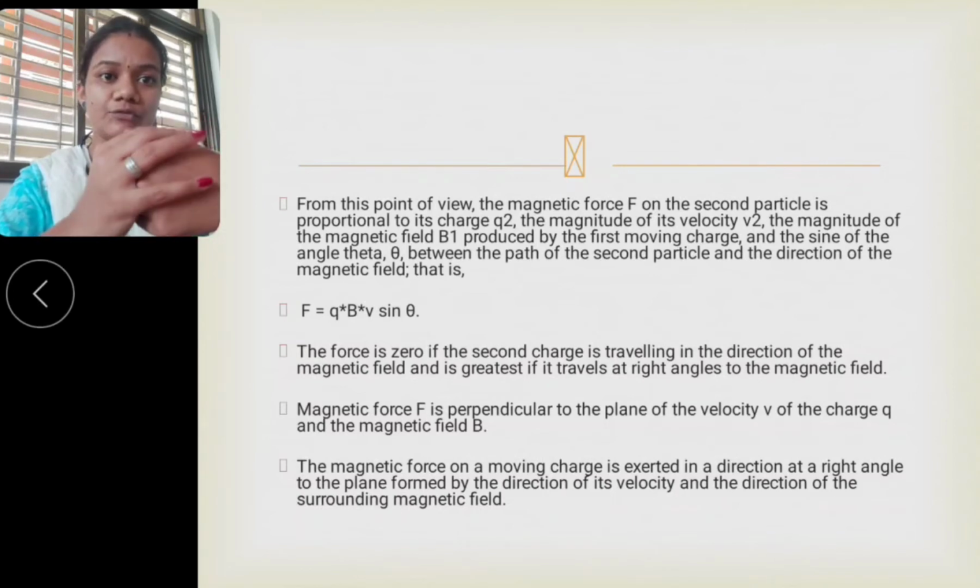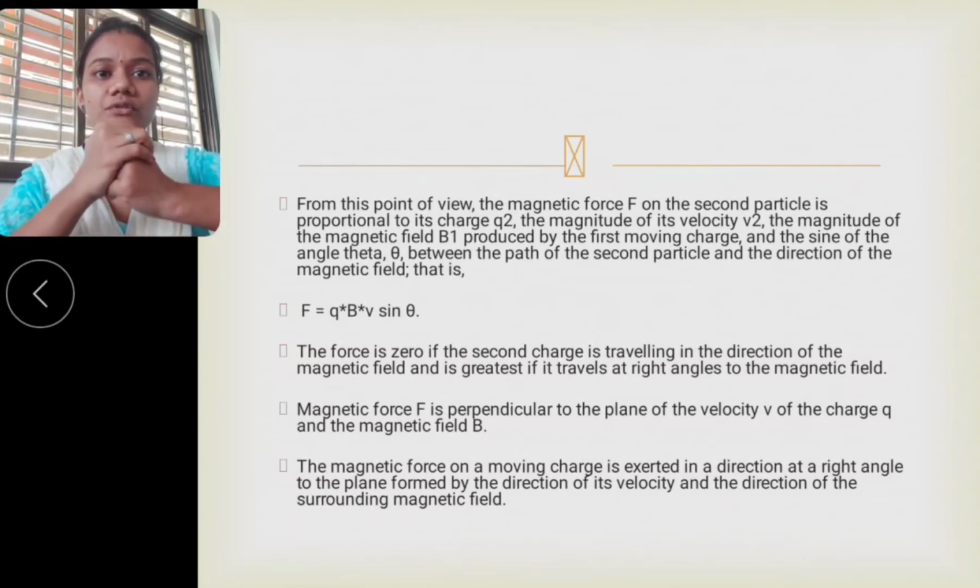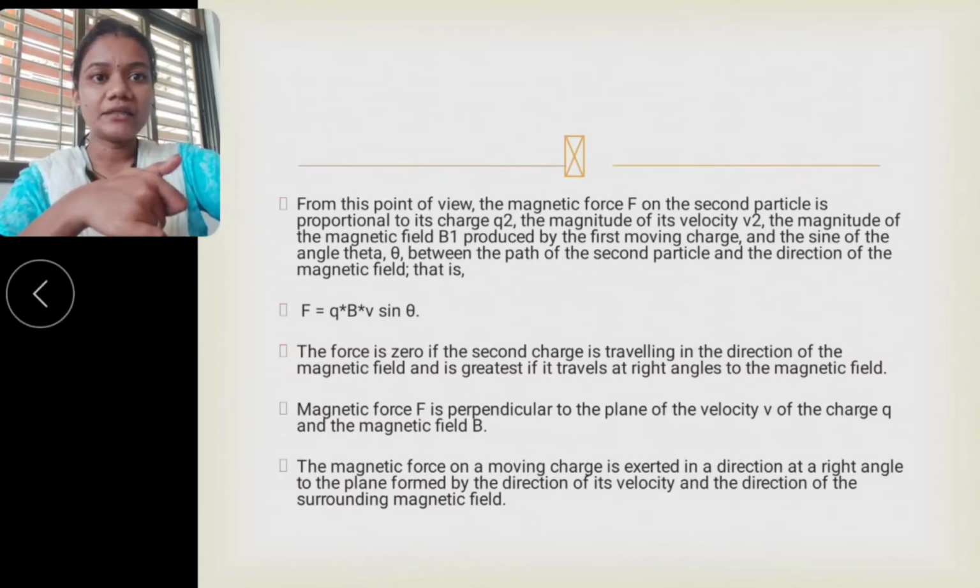So the magnetic force depends on your charge, V is your velocity, and B is your magnetic field. The magnetic force on a moving charge is exerted in a direction at a right angle to the plane formed by the direction of its velocity and the direction of the surrounding magnetic field.